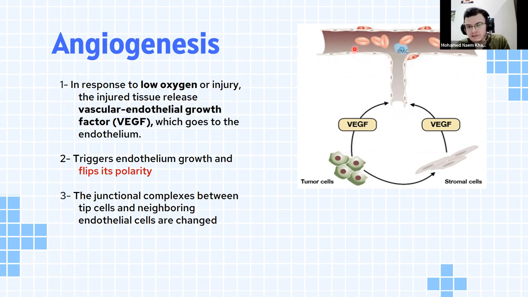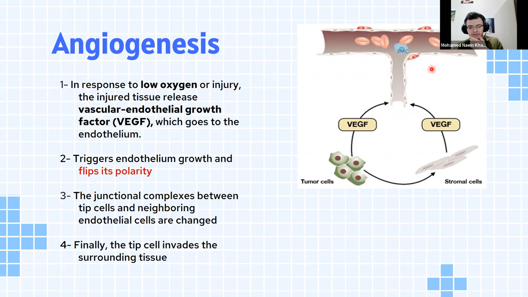Remember, we said there's tight junctions between the endothelial cells. Now they break and they go like this, and the tip invades the new tissue. As you see here, it's invading the new tissue to form a blood vessel. So the polarity changed, the tight junction broke, they face the new tissue, and they go to the side where we have hypoxia, because it's going to go to the place where the growth factor came from, because it needs to supply that place. Clear, guys?